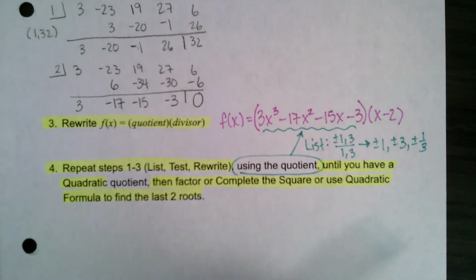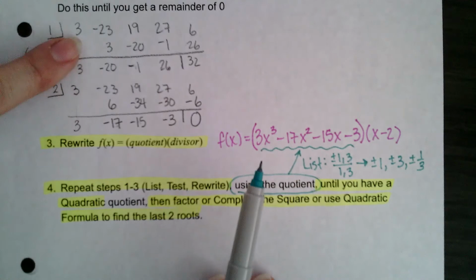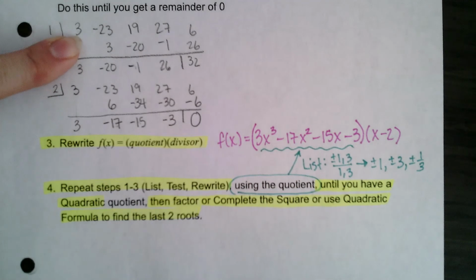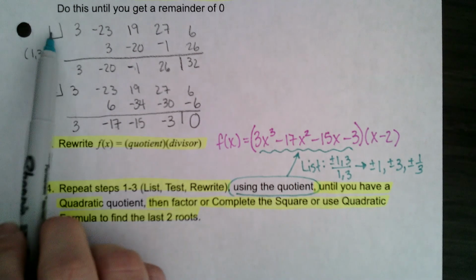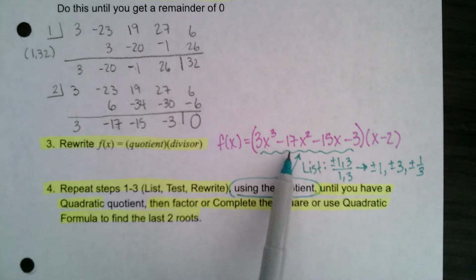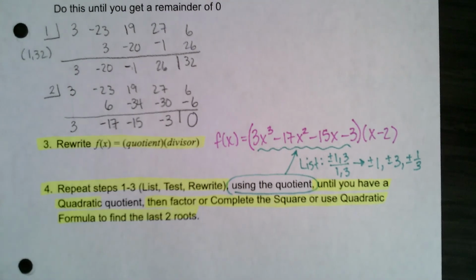Now, we've already tested 1 up here. So here's the thing. If you test it in the first one and it doesn't work, it's also not going to work in the second one. But if you test it in the first one and it does work, it might work a second time. But since we've already tried 1 up here, it's not going to work in this other one. It didn't work the first time. It's not going to work the second time. I will just save us the suspense and say, let's try testing negative 1/3.